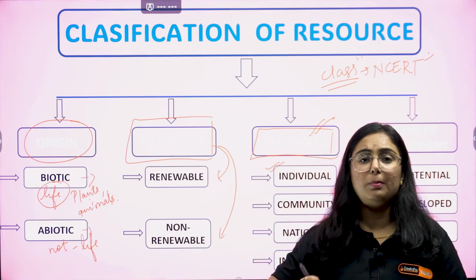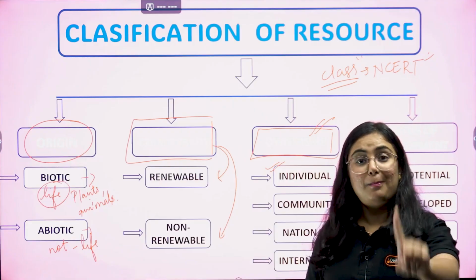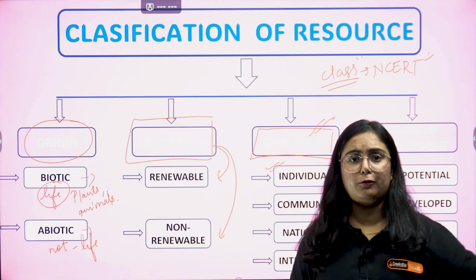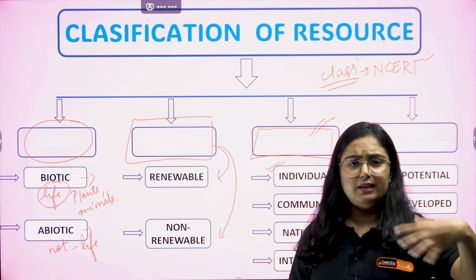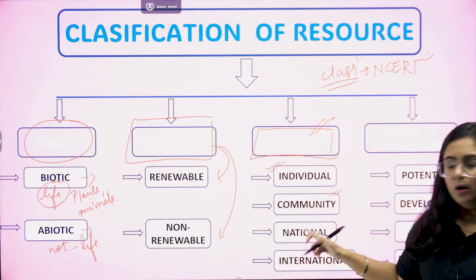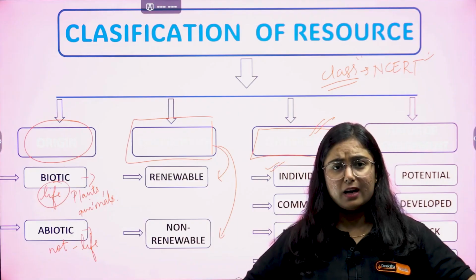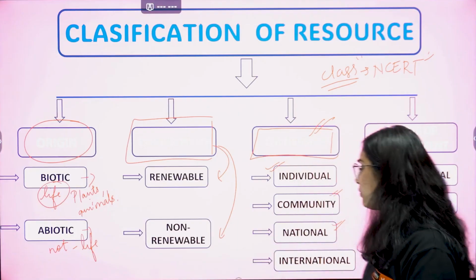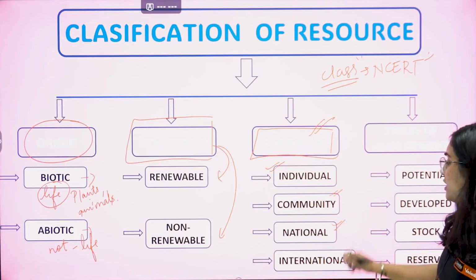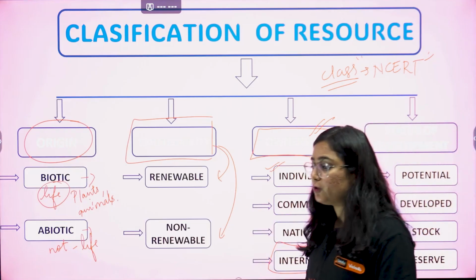Right, it is owned by so many people. For example, you are living in a building, you have a park there, and everyone from your building enjoys and sits in that park, right? Basically that is community ownership, okay? National resources are like the forests of India, wildlife of India, rivers of India. This is what is known as national resource, and the other one is international resource.